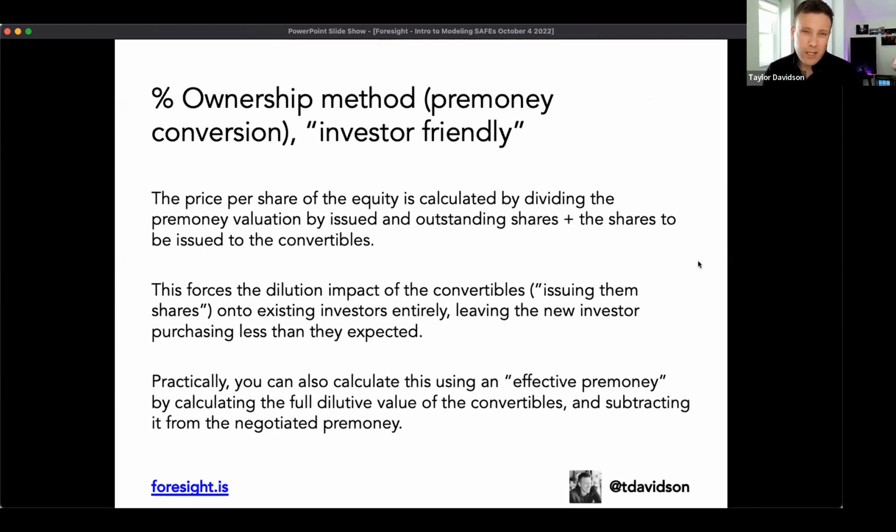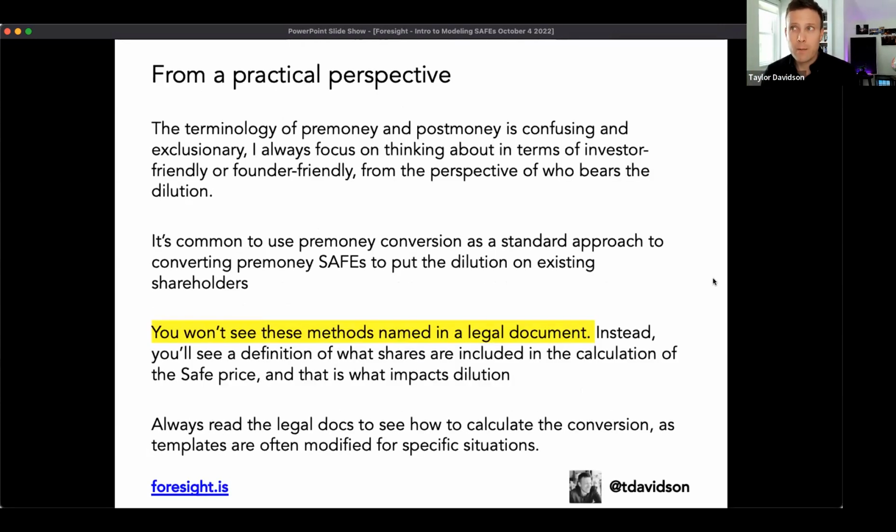The other method used is called the investor-friendly method. Other terms used for it include percentage ownership or pre-money conversion. In this one, you include the number of shares issued as safes as part of the calculation of the share price for the equity, and that forces all the dilution onto the existing shareholders. Now, for practical purposes, this is by far the most common method, right?